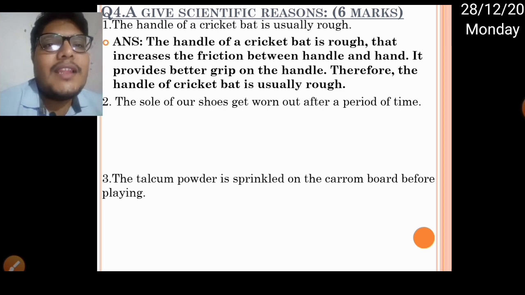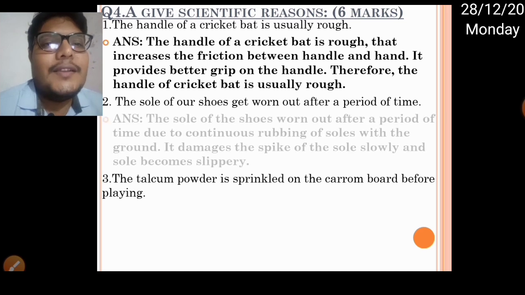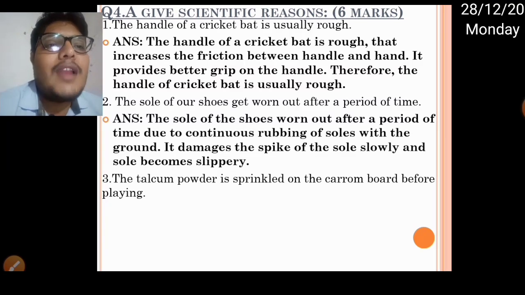Let's see the next one: the sole of shoes gets worn out after some period of time, right? It is also because of friction, because we purchase new shoes maybe every year or maybe after some months. See the answer here. The sole of shoes wears out after a period of time due to the continuous rubbing of the shoes with the ground.